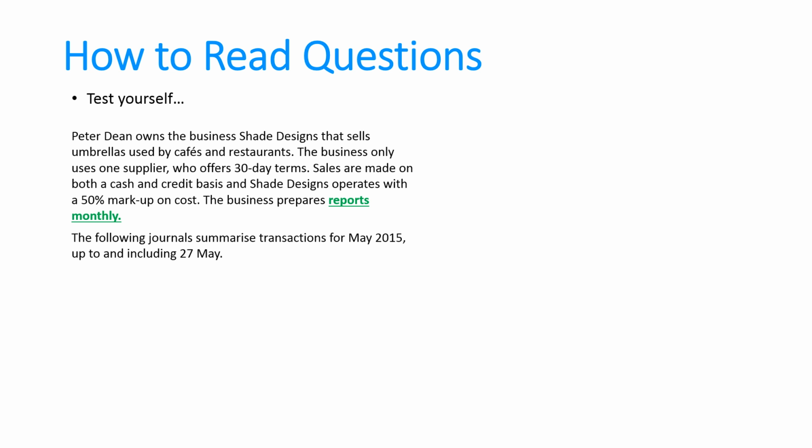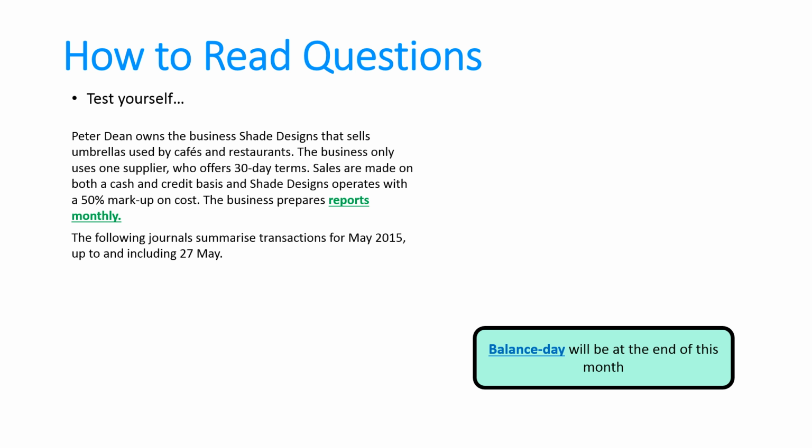Here's a really important bit of info. I prepare reports monthly. So if I prepaid something for 6 months this month, well, obviously I've only used 1/6 of it by the end of the period. And that also means when we're looking at balance day and making our adjustments, whatever month we're in, it'll be the last day of that month.